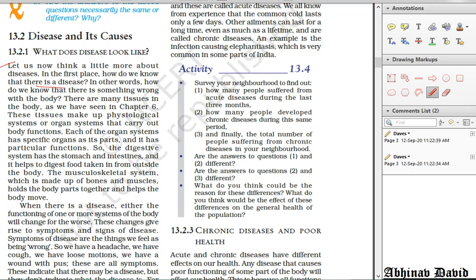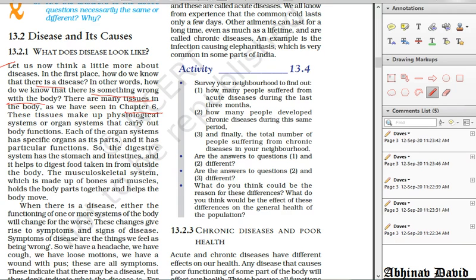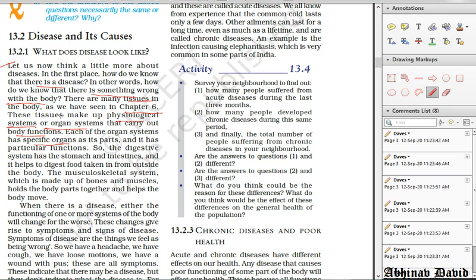How do we know whether there is a disease? When there is abnormal functioning in the body, then we know that there may be a disease. In other words, how do we know that there is something wrong with the body? There are many tissues in our body, as we have seen in chapter number 6. These tissues make up physiological systems, or we say organ systems, that carry out different functions. I have already explained it there, and each organ system has many organs, like the digestive system made up of mouth, esophagus, stomach, small intestine, large intestine, anus. These are different organs of the digestive system and it has particular functions.